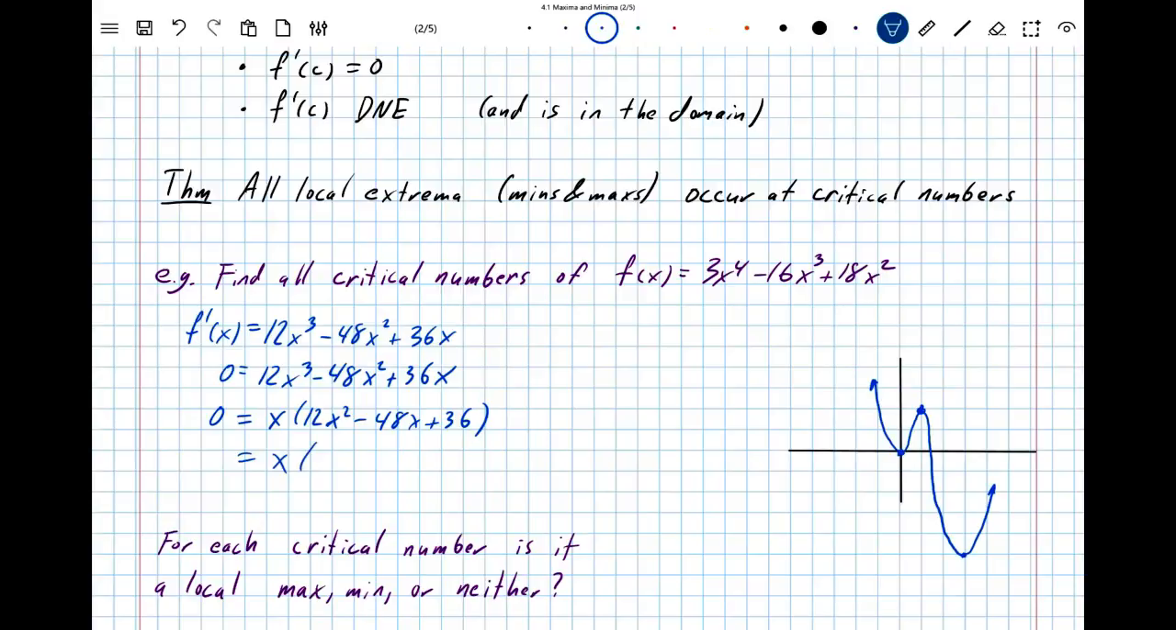I bet I could pull out a 12. In fact, let's pull it all the way out: 12x times (x squared minus 4x plus 3). All right, and now all you've got to do is solve that quadratic for where it is equal to 0. You could either factor this some more, or if you were stuck, you could use the quadratic formula. So let's see, do I know how to factor this?